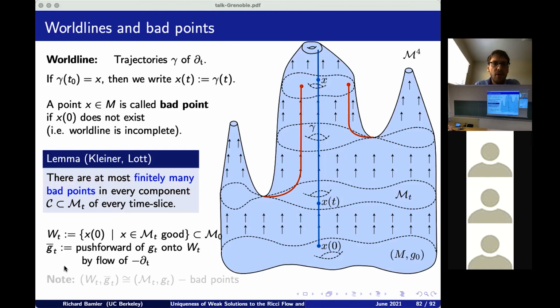Okay? So now note, if I do this construction, then (Wt, G bar T) is a Riemannian manifold, and it's isometric via the flow of the time vector field to the time slice (Mt, gt) minus the bad points, which are only finitely many, which are somehow discrete. Okay. All right. Are there any questions on this construction? Okay.